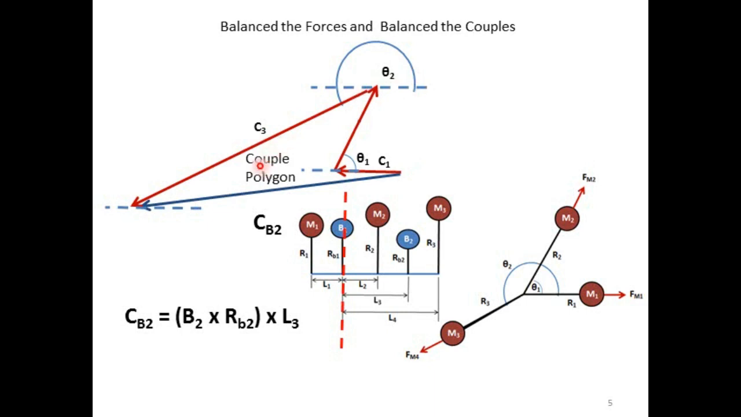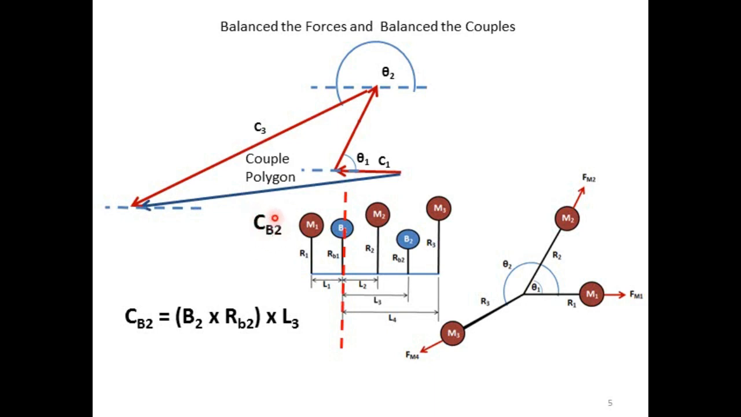So to close the polygon, we will draw an arrow which will meet tail to the first arrow and end of the last arrow, and the magnitude of this final arrow which is closing this polygon represents the magnitude CB2. So by this means we will know the magnitude of couple CB2.